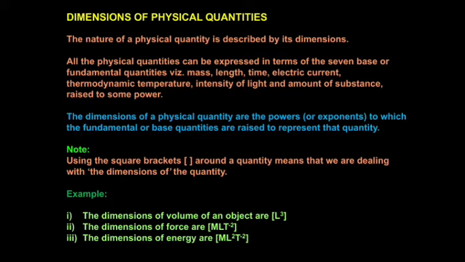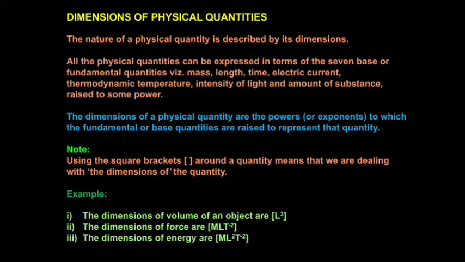Students, now start our class. Here we can see the first one, that is dimension of physical quantities. Already you know our physical quantities are classified into two types: one is the fundamental quantity and the other is the derived quantities. Just recall what is meant by fundamental quantity or base quantity. A base quantity or fundamental quantity is defined as the quantity which cannot be expressed in terms of any other physical quantity.